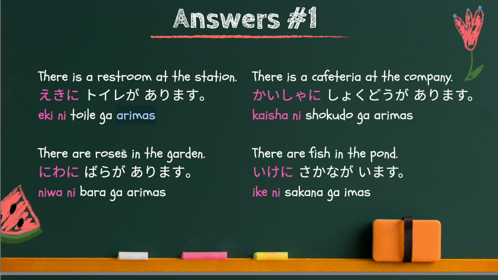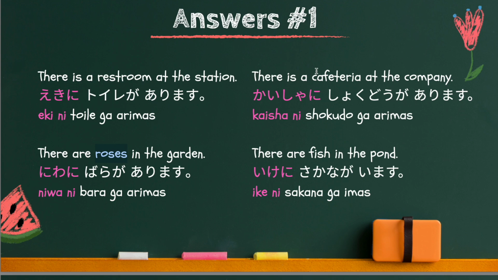There are roses in the garden. 庭にバラがあります。Garden is the place of being, not the place of action. Therefore, use に particle. And roses are living things. However, they don't move on their own, so they are non-animated things. Therefore, you need to use あります for roses.